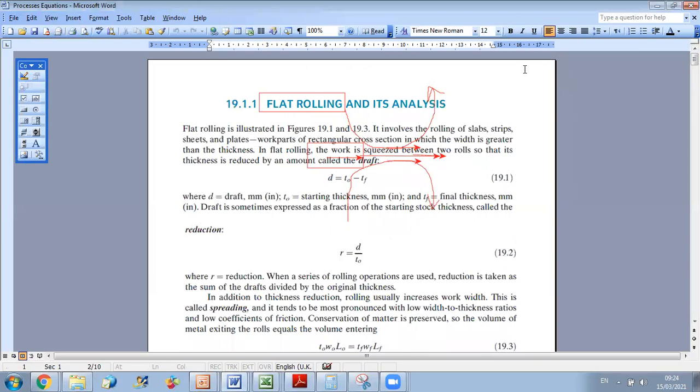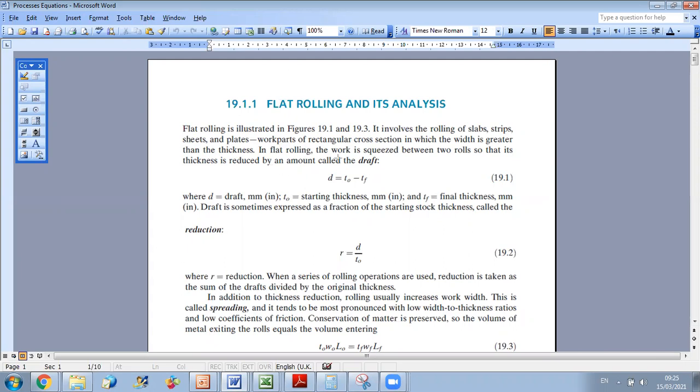So first, flat rolling, as illustrated in the figures, involves the rolling of slabs, strips, sheets, and plates, which are work parts of rectangular cross-section in which the width is greater than the thickness. In flat rolling, the work is squeezed between two rolls so that its thickness is reduced by a certain amount. The amount of reduction of thickness is called the draft.